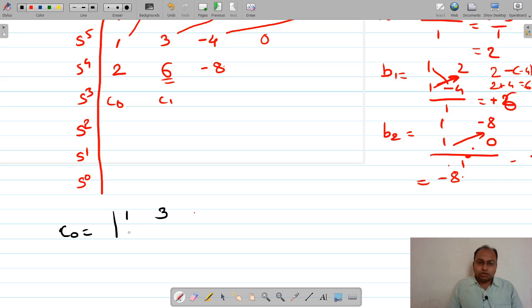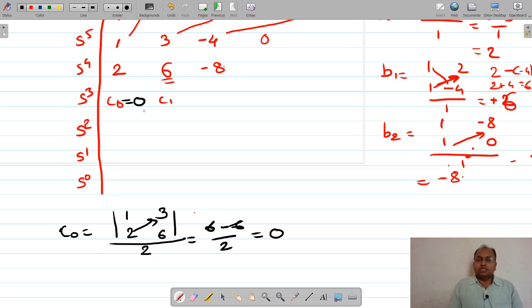1, 3, 2, 6 divided by 2. Okay, how much it is coming? 2 into 3 is 6. 6 minus 6 divided by 2. It is going to become 0. Yes. So right now it is 0. And let us find out now this one.